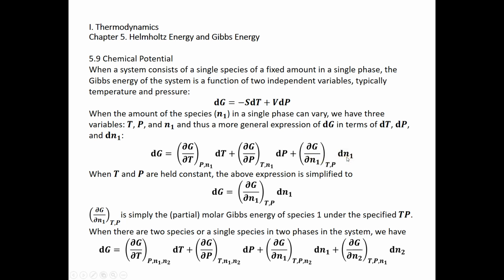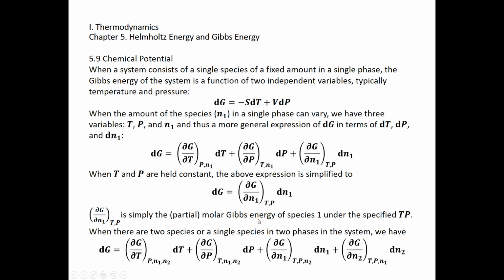And we need to pay attention to the subscripts over here. Temperature and pressure are held constant. So what if temperature and pressure are indeed constant? Then dT is 0. dP is also 0. dG is simply this term, ∂G/∂N1 times dN1. Now, what's ∂G/∂N1? Well, it's simply the molar Gibbs energy of this species under the specified temperature and pressure condition. More generally, you can say it's the partial molar Gibbs energy.